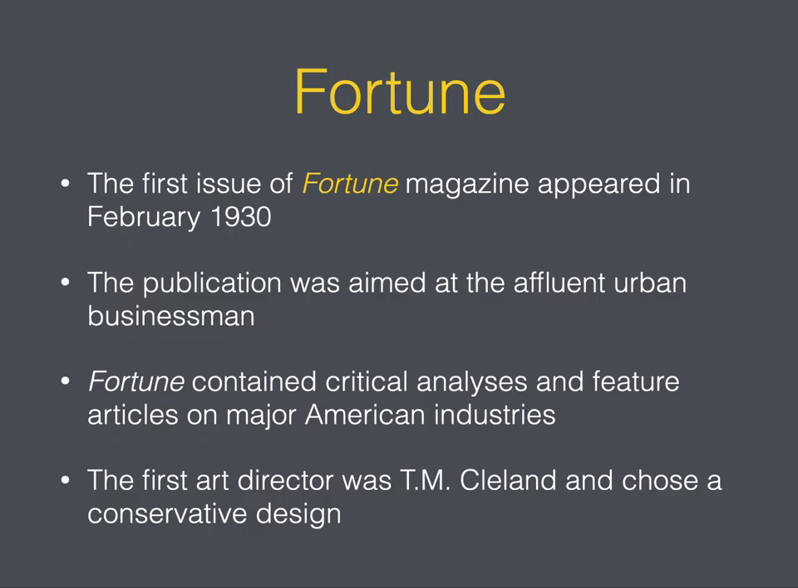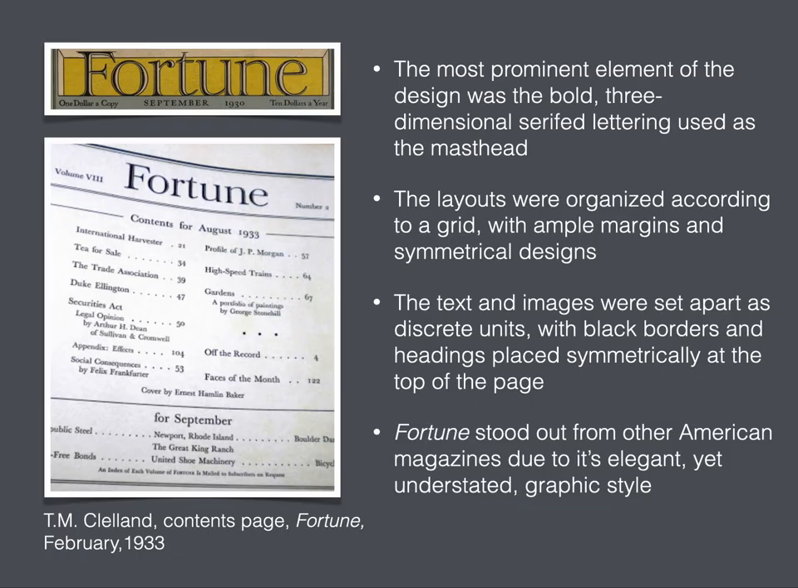It contained critical analysis and feature articles on major American industries, and the first art director was T.M. Cleland, and he chose a conservative design for the magazine, which you can see here. So you have this bold, three-dimensional serifed lettering. The layouts were organized with a grid. Text and images were really set apart as discrete units. There's a lot of black borders. It had a very elegant, understated style.